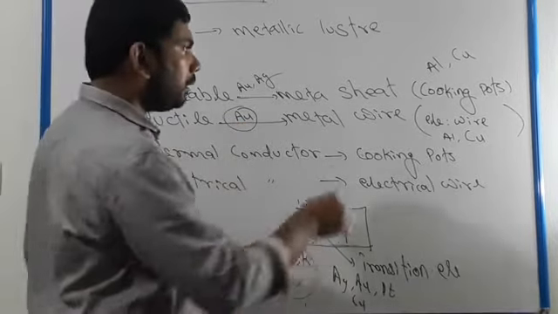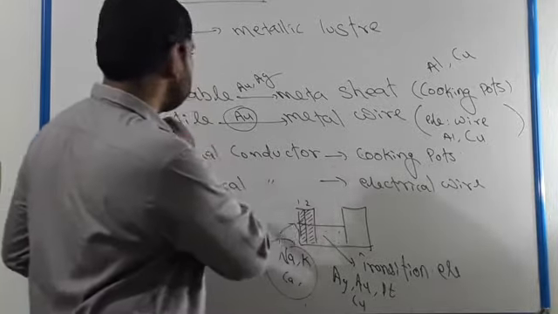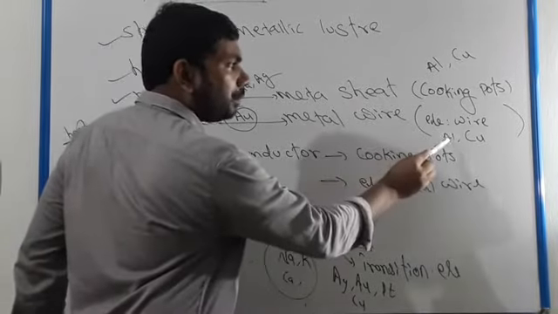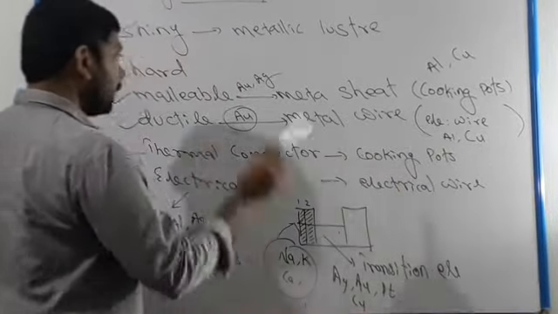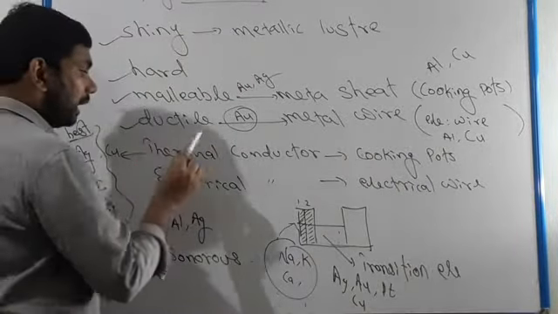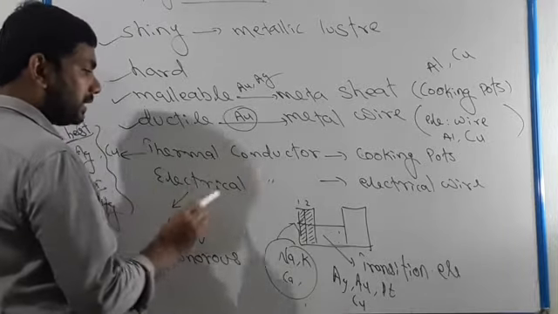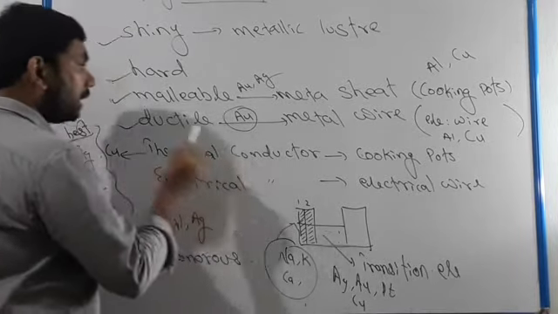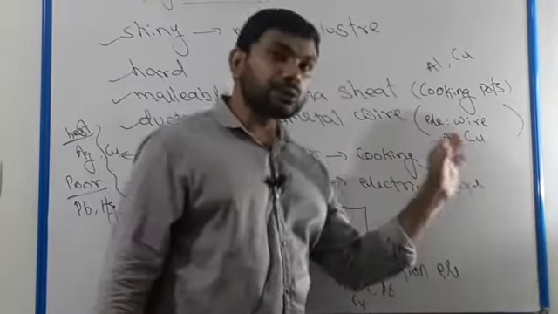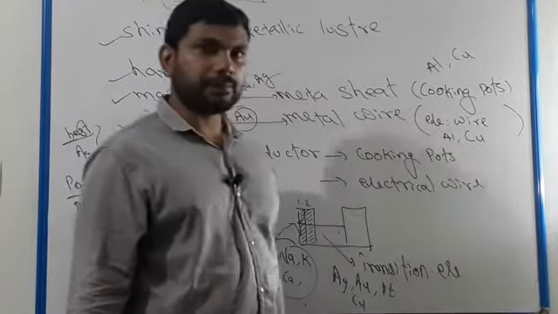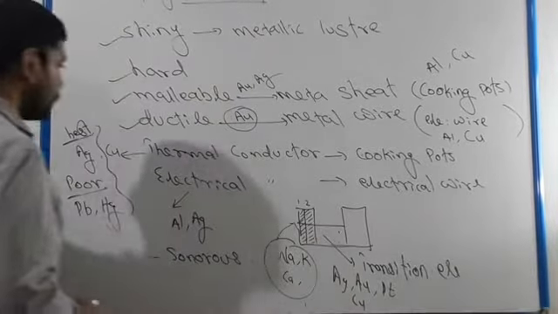Okay, here metals such as aluminium and copper are used to make electric wire because they are ductile and good conductors of electricity. They are electrical conductors and they are ductile. That's why aluminium and copper are used to make electric wire. Clear?